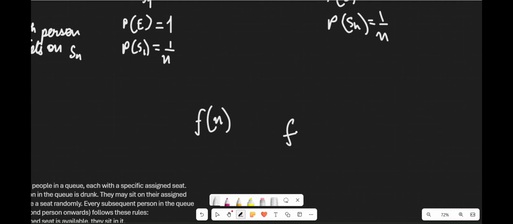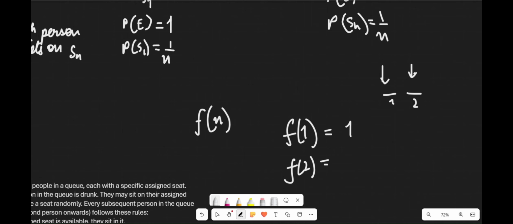So let's calculate f1. We know if there is only one seat, then the person goes and sits in that seat, so it's 1. Now let's calculate f2. If there are two seats, then the drunk person can either sit on their own assigned seat, or sit on the last person's seat, right? There are two cases. If the first person sits on the second seat, there's a 50-50 chance that the last person sits on their assigned seat. So the probability of f2 would be 1 by 2.